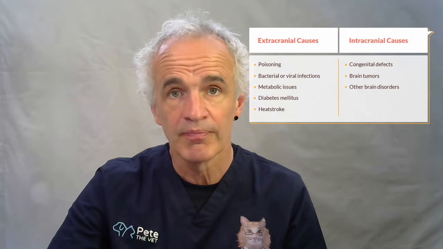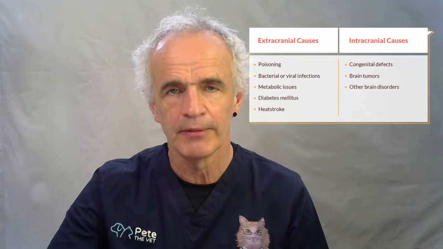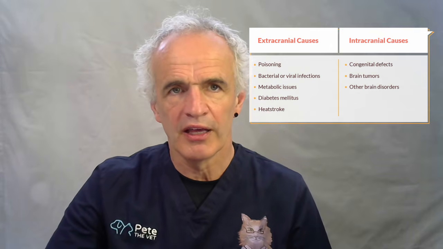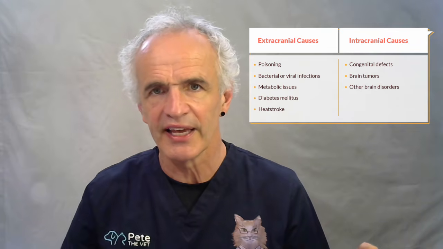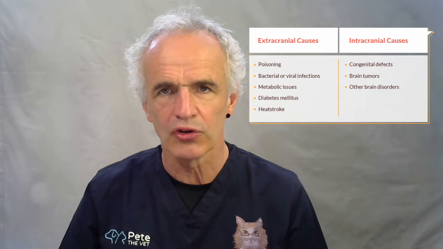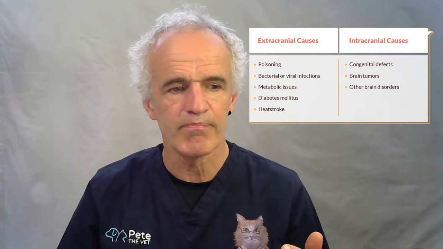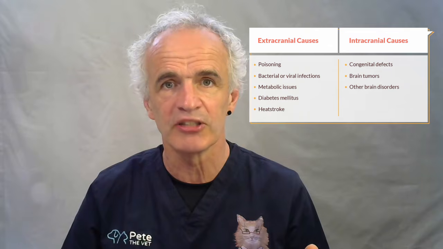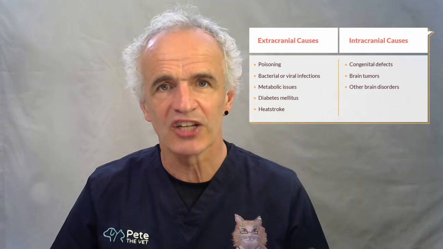So the key issue when your cat has a seizure is what is the cause. That's always the key issue with veterinary issues. What's actually making this happen? If you consider what the possible causes are, they're generally split into extracranial and intracranial causes. So extracranial causes would mean issues like poisoning, some viral diseases, some bacterial diseases, some metabolic issues, for example, like if an animal is overheated, if they're having heat stroke, if they've got diabetes mellitus. So in other words, more generalized conditions which also happen to affect the brain.